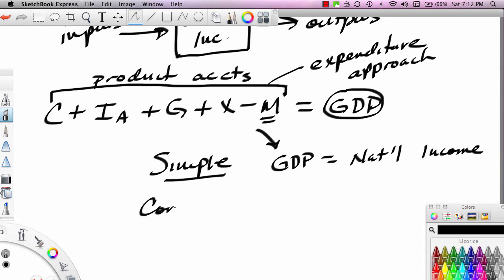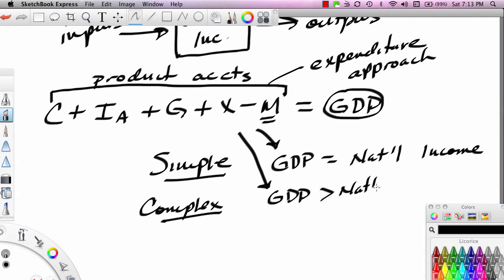But in a complex circular flow world, we'll actually learn that GDP does not equal national income, that in fact, if we use the expenditure approach to calculate GDP, we'll get a number, whoops, sorry about that, I should not have put an equal sign in there. Let me get rid of that with my eraser. And that GDP is actually greater than national income.